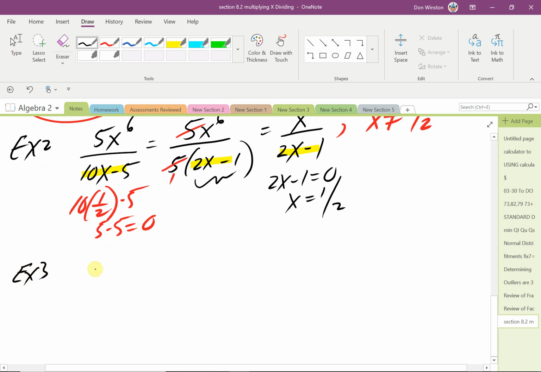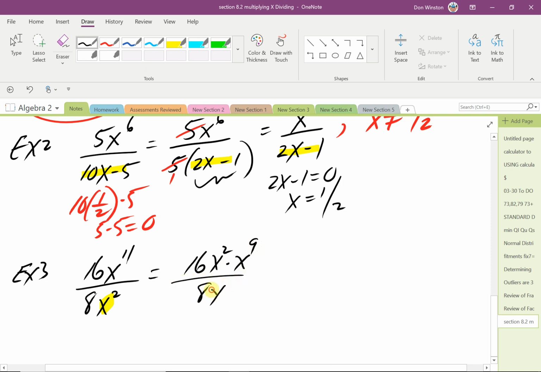So let's say here I have 16x to the 11th over 8x squared. All right, so what can I cancel out here? I see right away, and again, I'm going to be a little lazy here. I'm not going to list all the prime factors of 16 and 8 because I see exactly where I'm going here. I'll leave the 16, and then I see an x squared in my denominator, so I'll write my numerator as x squared times x to the 9th. 2 plus 9 is 11, over 8x squared.